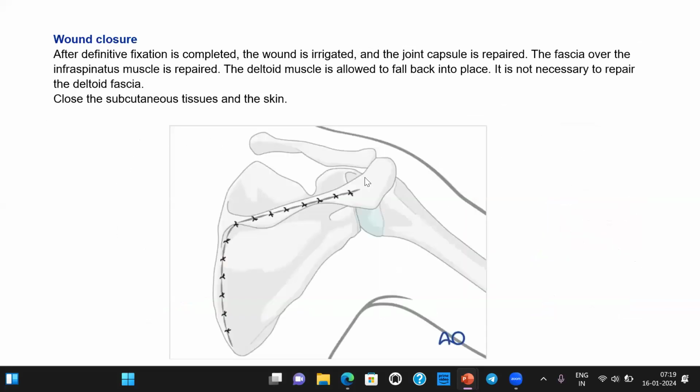And once we have fixed the fracture, we can proceed with the wound closure. The wound is irrigated and the joint capsule is repaired. We must repair the infraspinatus muscle fascia. The deltoid fascia need not be repaired, it is not necessary. And then close the subcutaneous tissue and the skin.